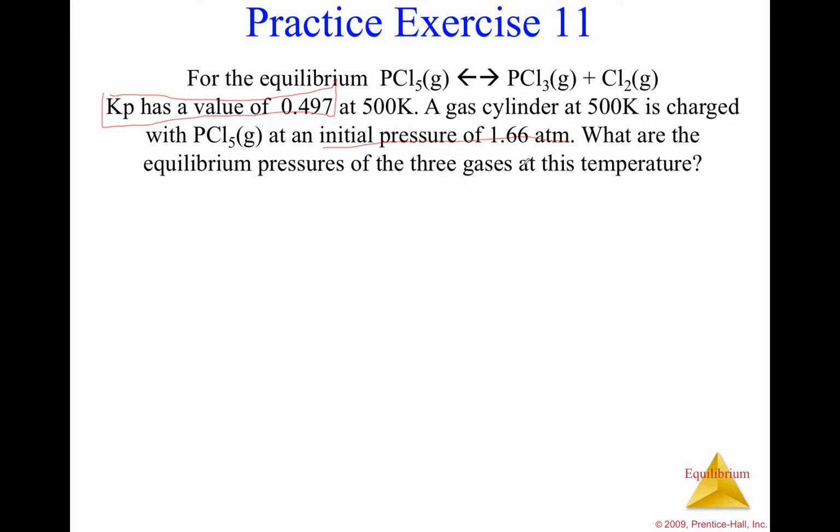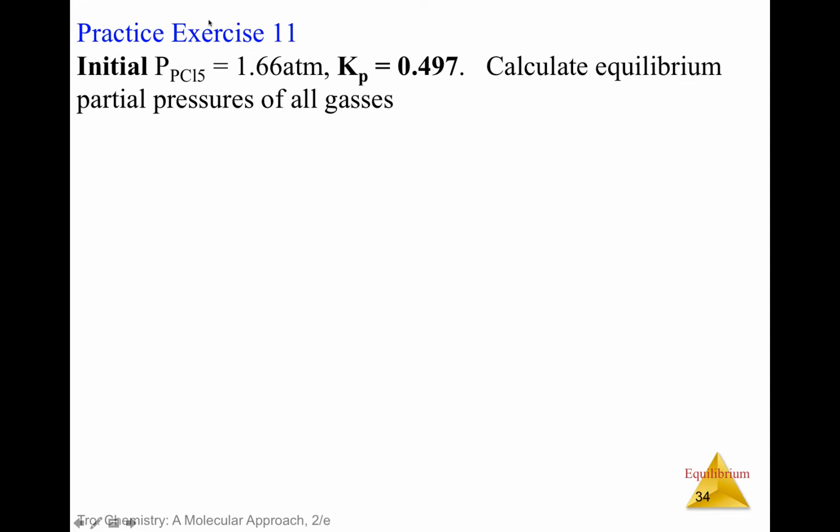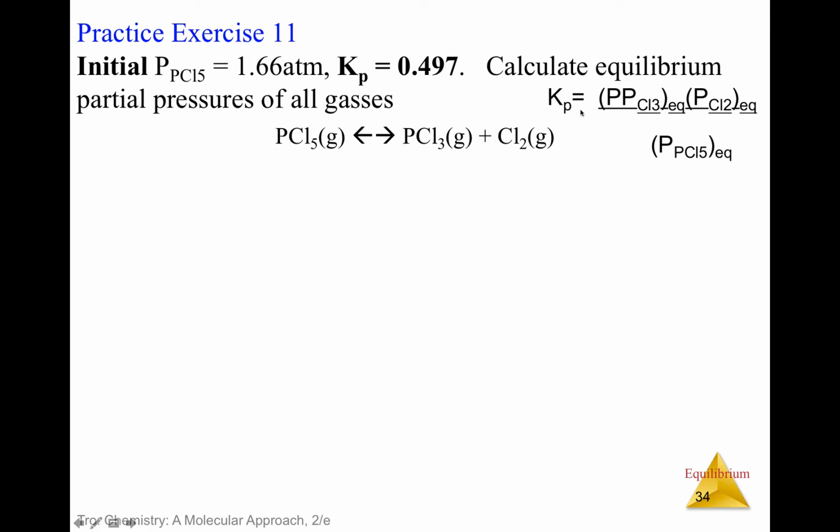So why is this an icebox problem? You're given an initial value, you're given a K value, and you're asked to find E. So we're going to go over this together. Okay, so just on this next slide, again, I wrote down the initial pressure, the K value, and what we're asked to find. So icebox number 1, write down your reaction. So PCl5 gas in equilibrium with PCl3 gas and Cl2 gas, and your K expression. So the partial pressure of PCl3 times the partial pressure of Cl2, right, products multiplied, divided by the reactant.